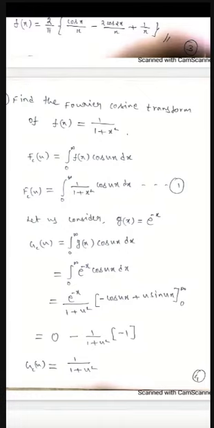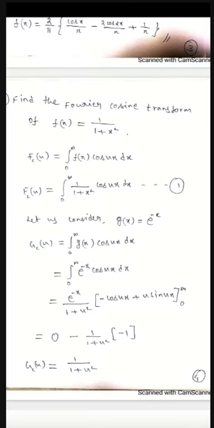The reason behind that is, we know that the Fourier cosine transform of e power minus x is 1 by 1 plus u square. Earlier we discussed. If you don't know, just check the first class: the Fourier cosine transform of e power minus x is what? That is the reason I selected simply one function as e power minus x. Call it g of x is e power minus x.